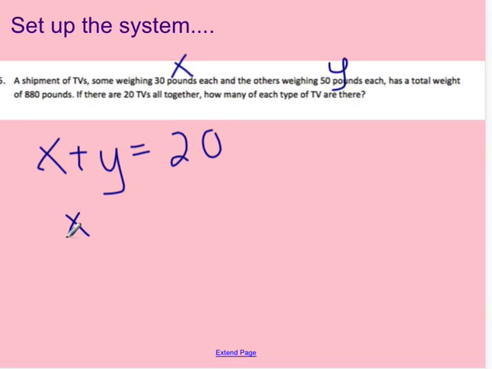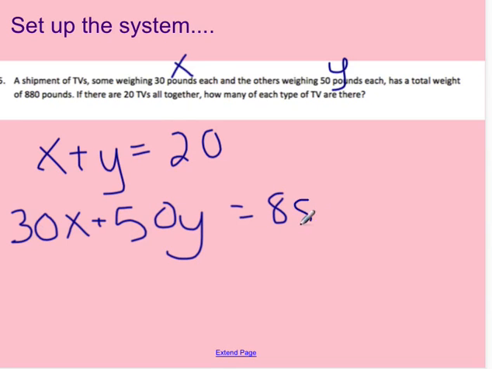For every x 30-pound TV, it's going to weigh, guess what, 30 pounds. For every y 50-pound TV, it's going to weigh, guess what, 50 pounds. And that's going to be equal to weighing 880 pounds. So now I need to figure out how I can use elimination. So I'm going to look at my x's. I have positive 30, and I need to ask myself, what's the opposite of positive 30? Well, the opposite of positive 30 is negative 30.